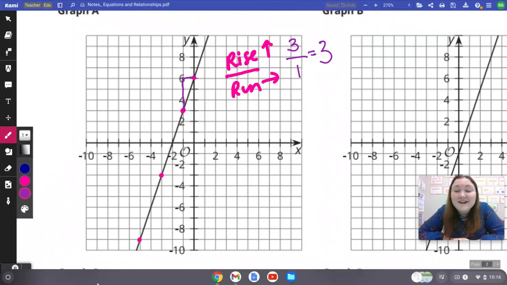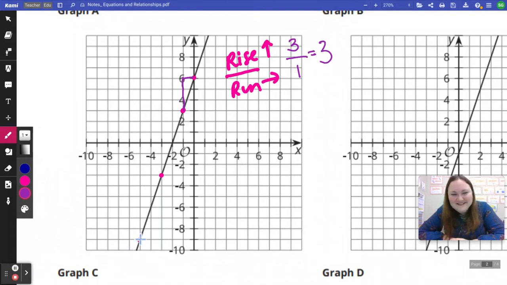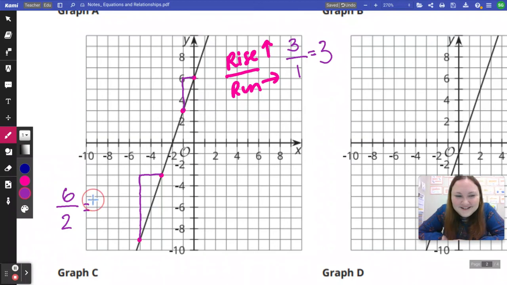Well, the best way to find out is to do it. I'm going to start at my first point here and count how many up and over I need to go to get to the second point. So I'm going to count 1, 2, 3, 4, 5, 6. It's looking different. The rise is 6. The run is 1, 2. I'm getting a different rise over run, but when we do that division, 6 divided by 2 gives me that same slope of 3.